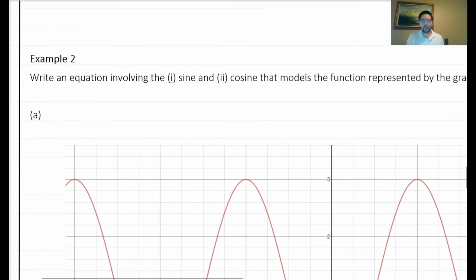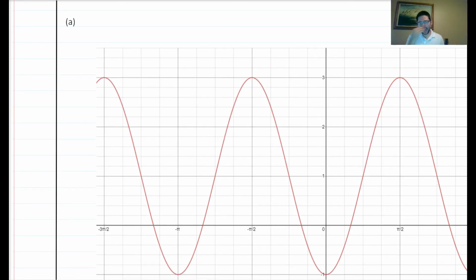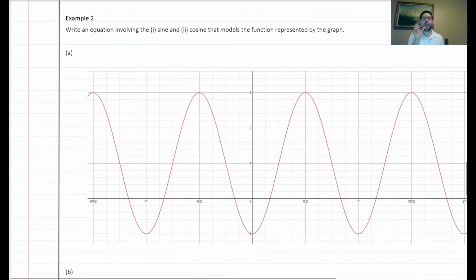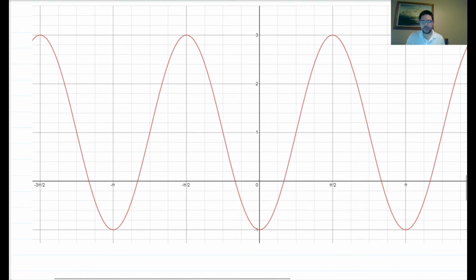All right, so the last thing we're going to do is write an equation involving sine and cosine that models the function represented by the graph. So I'm going to show you how to actually identify the equation from the graph. So this time we have a graph here instead. How do we identify the sine and cosine equivalent of this guy?